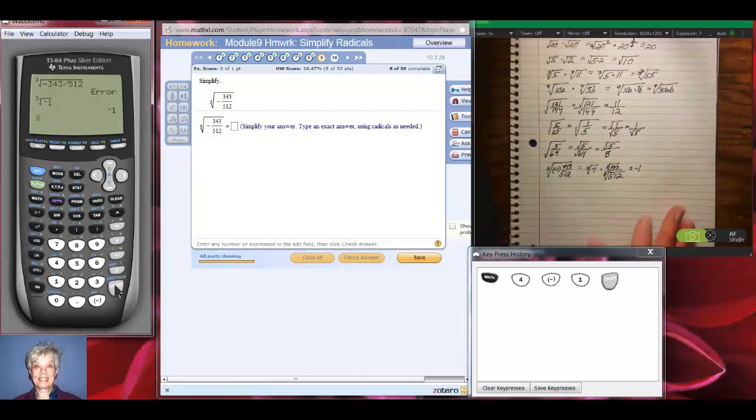So we've just taken the cube root of negative 1. Now I'm going to take the cube root of 343. So, math, 4.